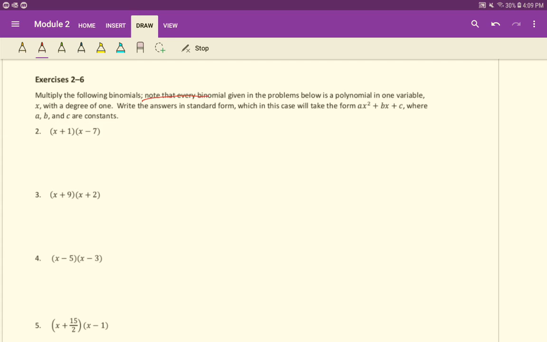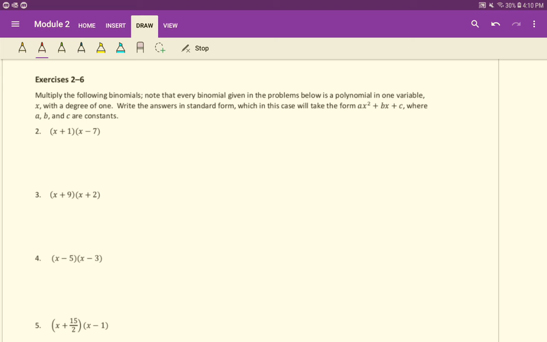And note that all the binomials are given in one variable x with a degree of 1. And we're going to write the answers in standard form, which is this form right here, ax squared plus bx plus c. Standard form in general for a polynomial is just the highest power first, then the next highest power, the next highest power, so on and so forth. So let's multiply these out.